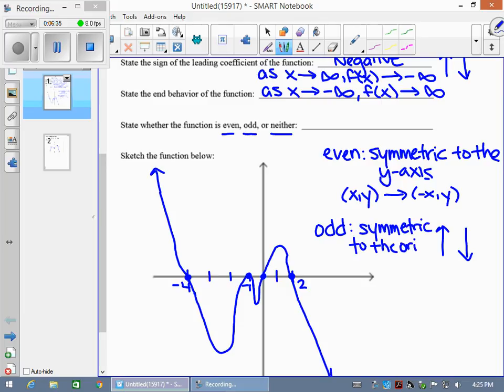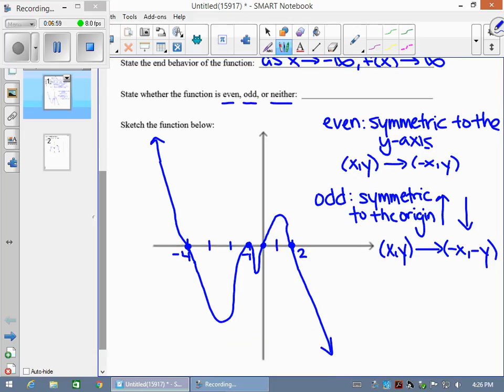Again, I want to represent that using ordered pairs. I'm going to take both x and y and negate them from my original ordered pair, and that will also be on my graph. If I don't see this symmetry to the y-axis or this symmetry to the origin, then it just means that this is a function that doesn't have an even or odd nature to it. So if I look at this graph, it does not have symmetry to the y-axis. The end behavior is in opposite directions, so it's absolutely not an even function.